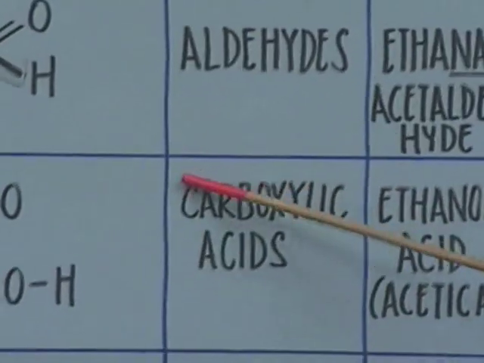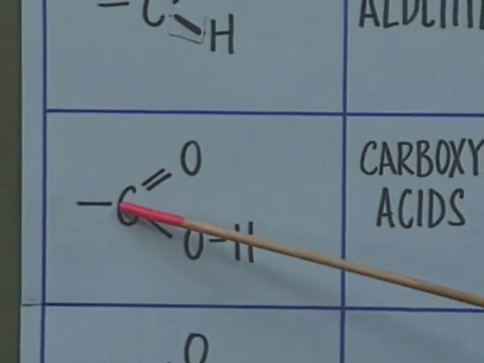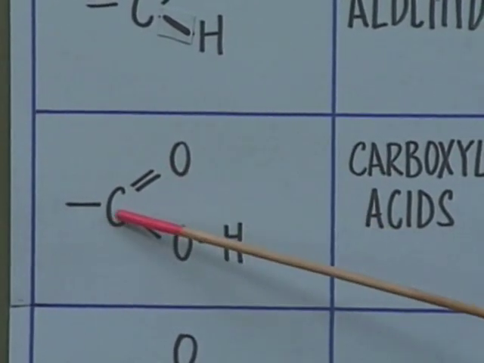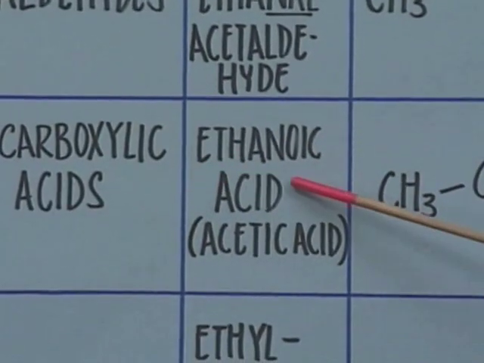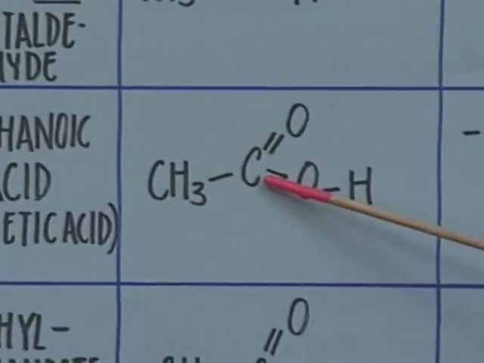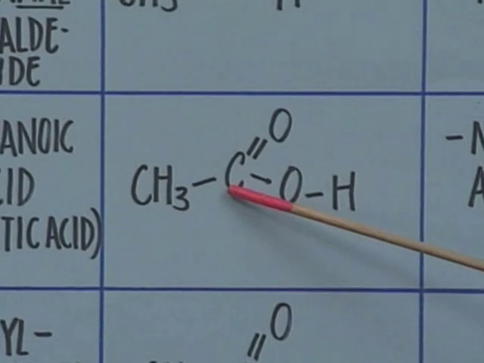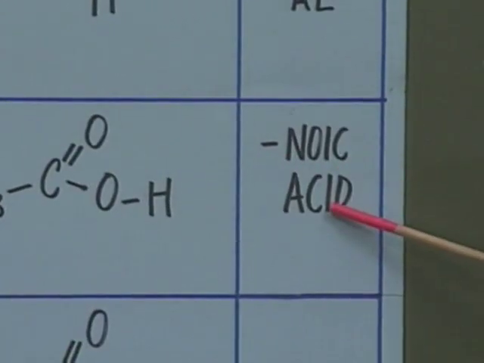Then we have the very important carboxylic acids, and this is our functional group for carboxylic acids, a carbon double bond oxygen, carbon single bond O, and then single bond H. The example we take here is ethanoic acid, or acetic acid, commonly known as. We have 2 carbon atoms in this compound, can you see? And that's why it's ethanoic acid. Now the name ends in -noic acid.